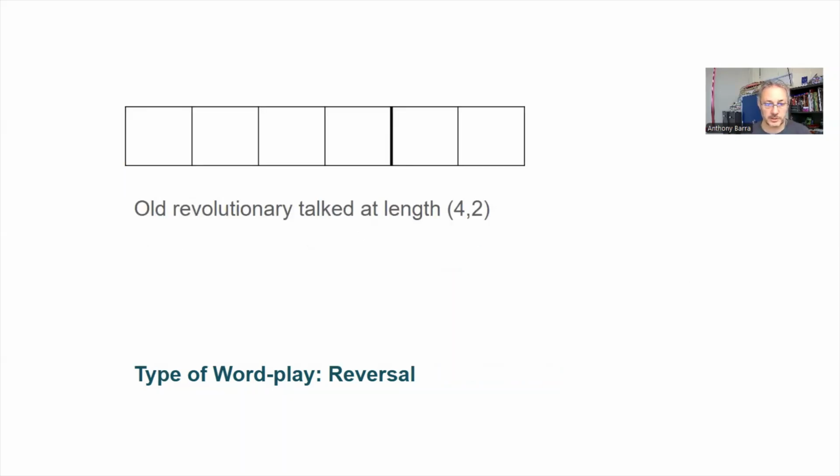Old revolutionary talked at length. And here we see another reversal clue. And can you see it? Talked at length is another way of saying went on. And then old, revolutionary. If you take the word old and you make it revolutionary or reversed, then you get not new. So not new is another way of saying old. And this is how we get to went on or talked at length.